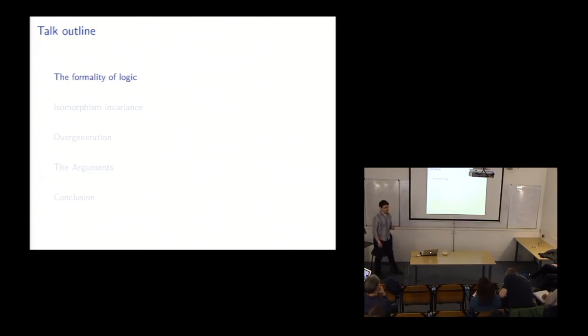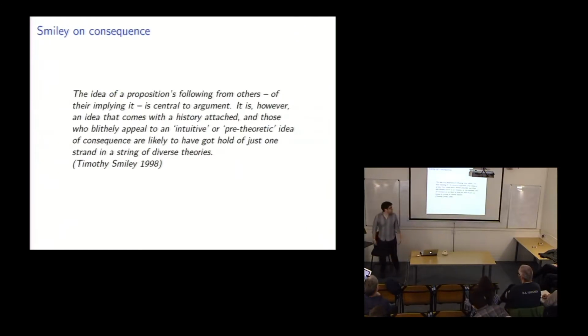So, here's the plan. Start by motivating isomorphism invariance by the thought that logic is distinctively formal. Then give you a brief statement of the account, look at the overgeneration argument, and then try to refute a few different versions of it. So let's start, as everyone should, with a quote from Timothy Smiley.